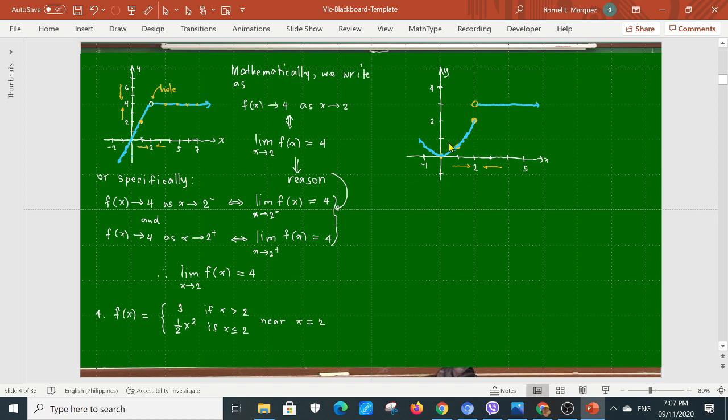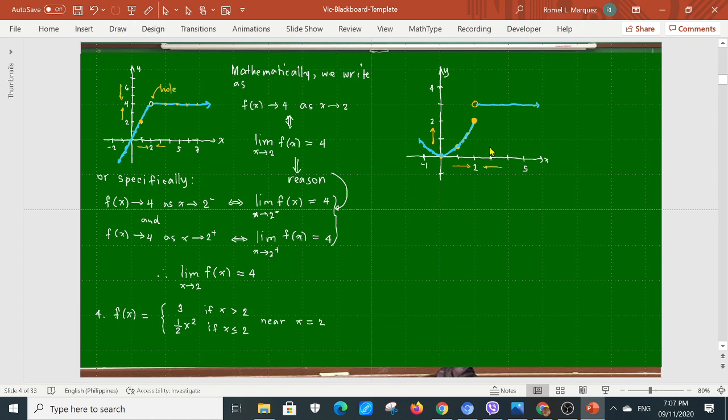So again, from the left of 2, we travel. Oh guys, question, where do you think the value of the function goes? Guys, where do you think? As I travel from the left, along this parabola, going to the right, meaning approaching 2, where does the function go? They are not answering. I'm talking to mute people.